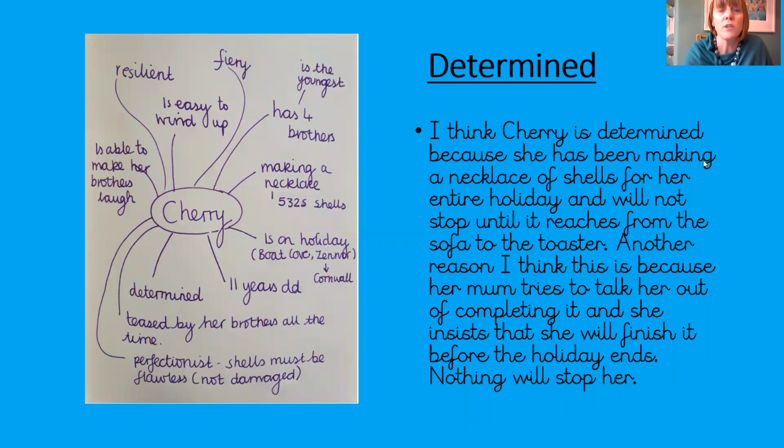I've said she's determined because she's been making this shell necklace for her whole holiday and won't stop till it is a certain length. Then I put another reason, and it's because her mum tries to talk her out of it, but she says, no, I'm not going to stop. So those things show me that she's determined, and I've looked for the ideas in the text. You can imagine you're a detective with your magnifying glass, and then I've taken them out of the text and put them into my own words. So that is an inference question, and hopefully it's reminded you of how to answer those sorts of questions.